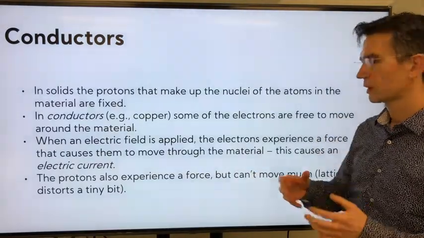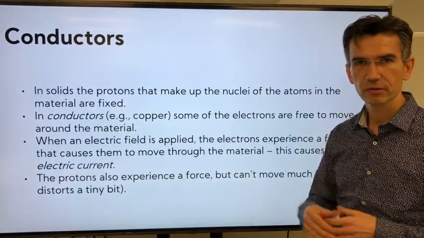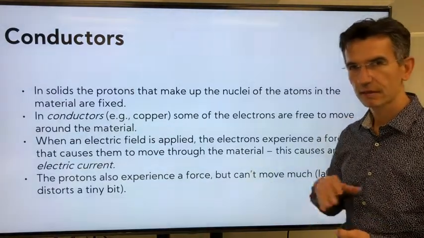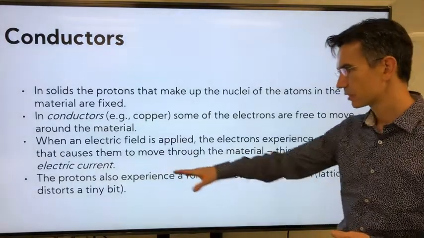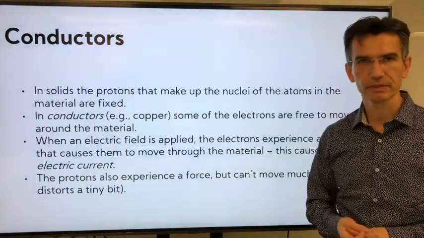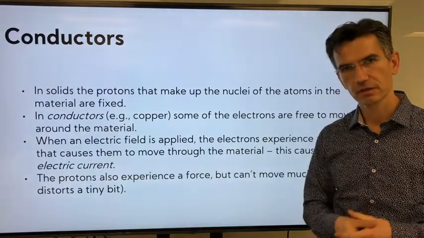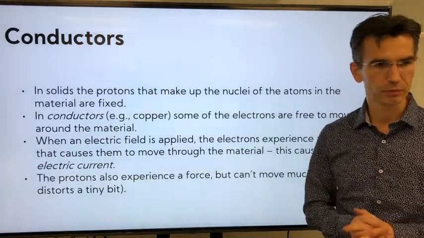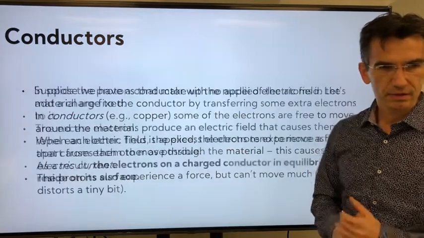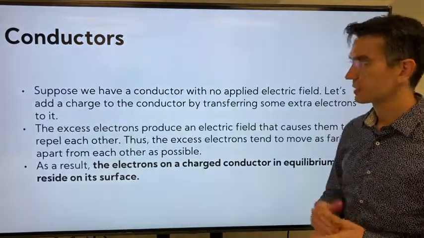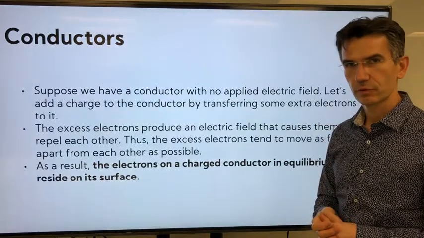When we apply an electric field to this piece of metal, the electrons can move freely through it, and that creates a current, as we'll see later in the course. Protons themselves also experience the same electric force, but because they're fixed to the metal structure, they're not really free to move.